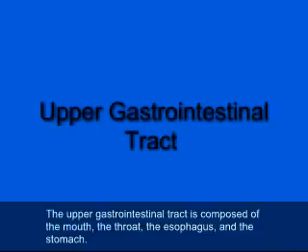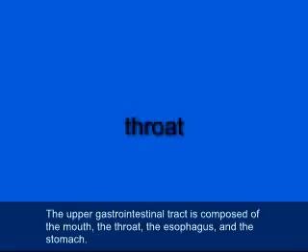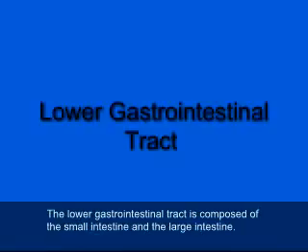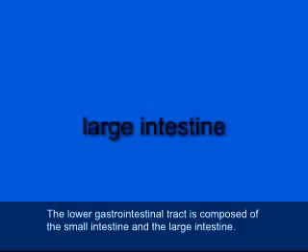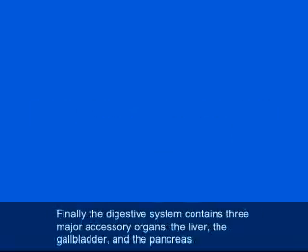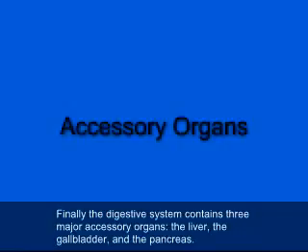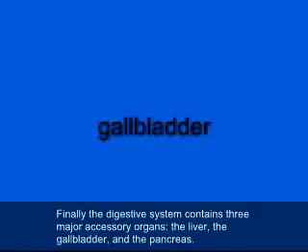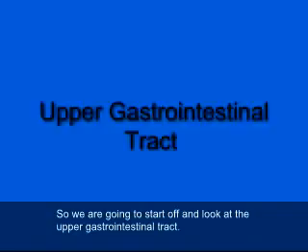The upper gastrointestinal tract is composed of the mouth, the throat, the esophagus, and the stomach. The lower gastrointestinal tract is composed of the small intestine and the large intestine. Finally, the digestive system contains three major accessory organs, the liver, gallbladder, and pancreas. So we're going to start off and look at the upper gastrointestinal tract.